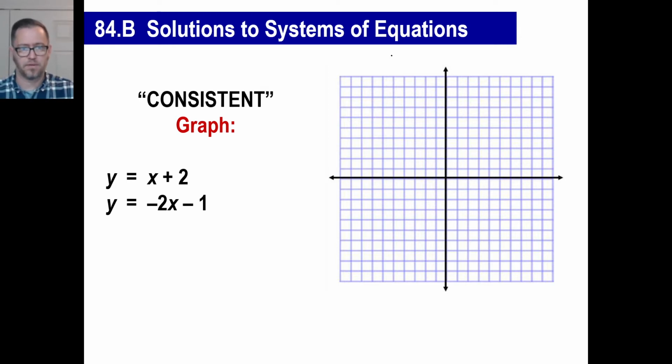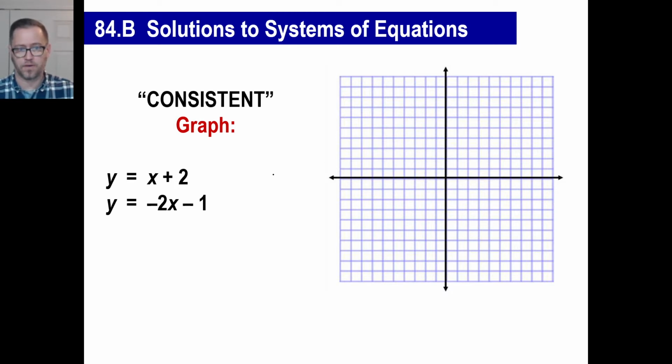Let's look at the first one. This is called consistent. Consistent. So get a piece of graph paper, pause it, and graph those two equations right there. And go ahead and pause it, and then come back when you're finished graphing the two lines.